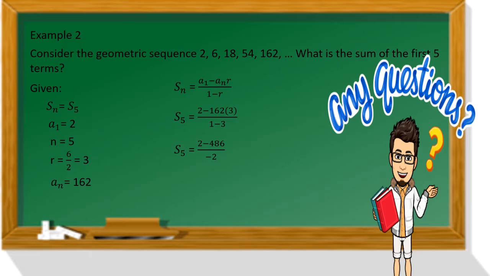So we have 2 minus 486 divided by negative 2. So subtract 2 minus 486, so we have negative 484. And then we are going to divide negative 484 divided by negative 2. So we have the sum of the first 5 terms of the geometric sequence 2, 6, 18, 54, and 162. That is 242.